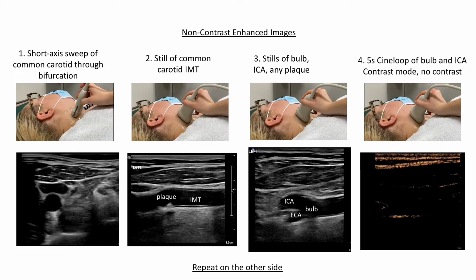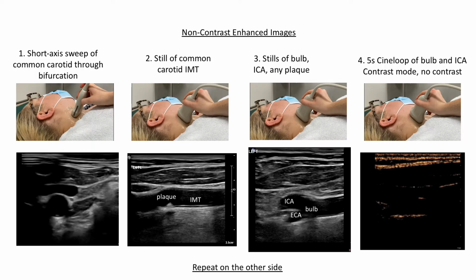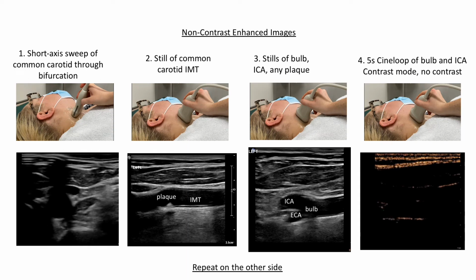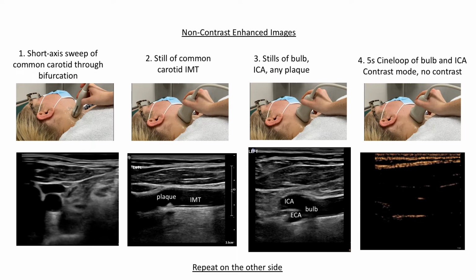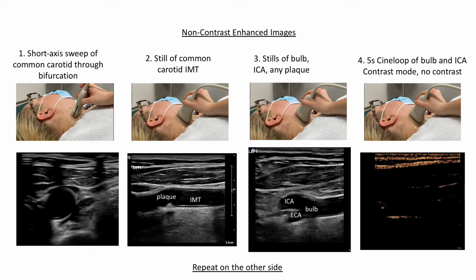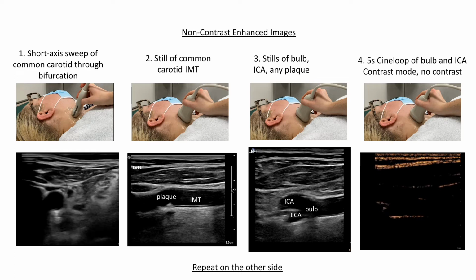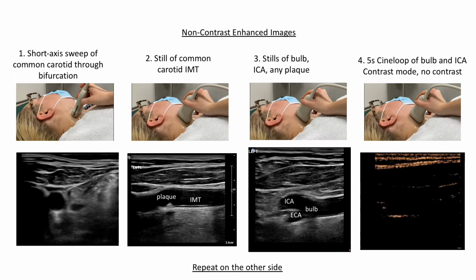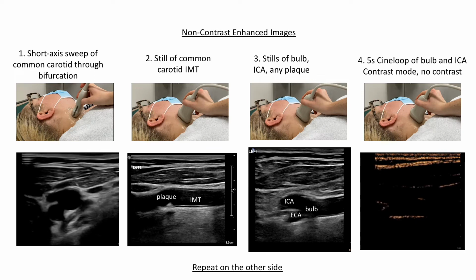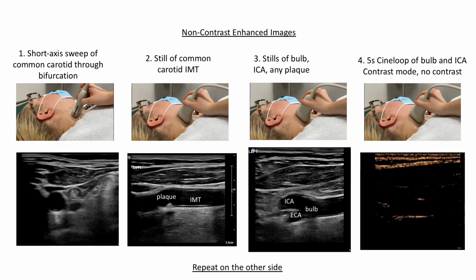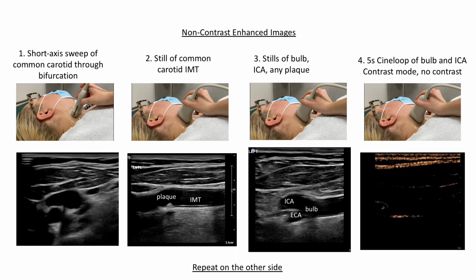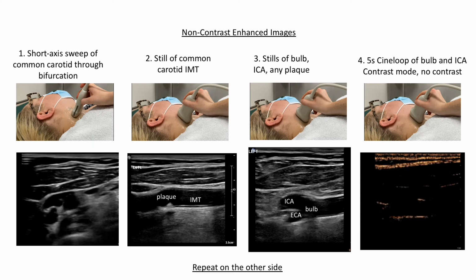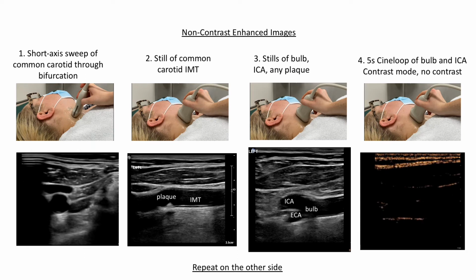So, to summarize the non-contrast enhanced images, you'll get a short axis sweep of the common carotid up to the bifurcation. Then, you'll turn the probe longitudinally and get a still of the intima media on the common carotid. Then, you'll move cranially toward the bulb and internal carotid artery and get stills of any plaque present or stills of the clear arteries if there is none. Finally, you will get a 5-second loop of the bulb and ICA or any plaque in contrast mode, but without any contrast. Do both sides, then carry on with the stress echo.